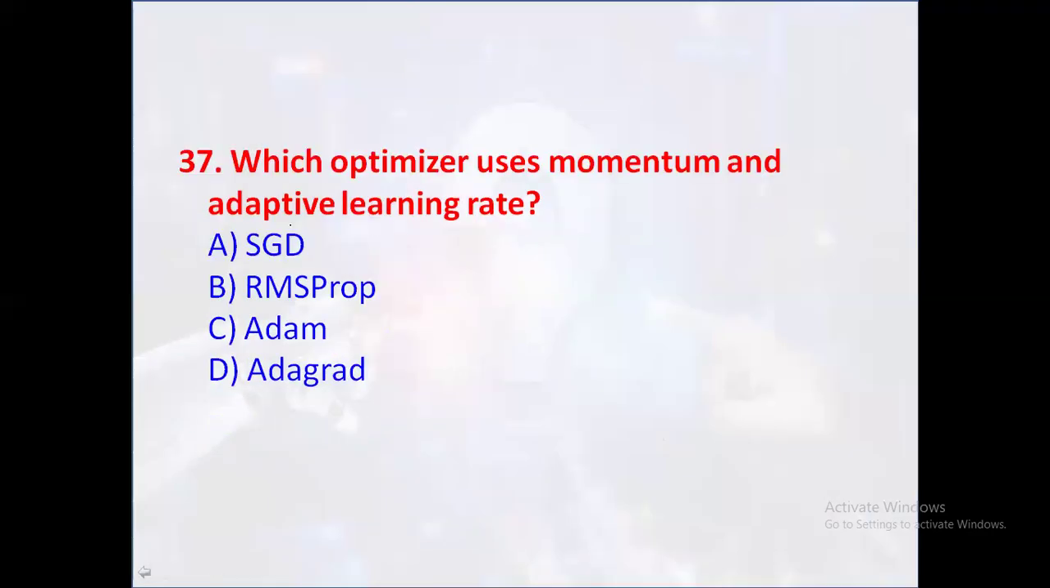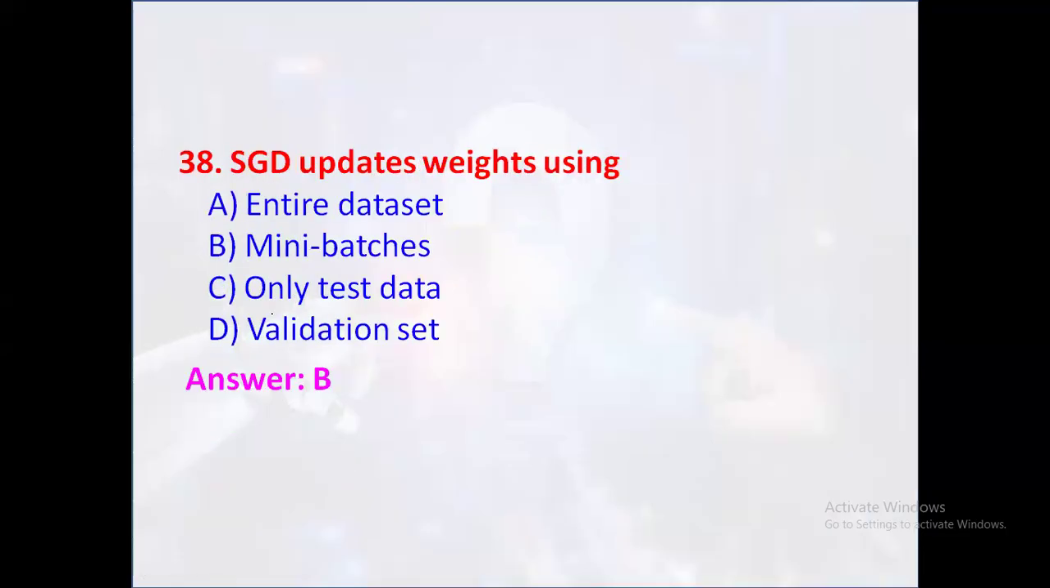Next, which optimizer uses momentum and adaptive learning? SGD, standard gradient, RMSProp, Adam, Adagrad. What is the answer? Adam. Adam uses the momentum term.